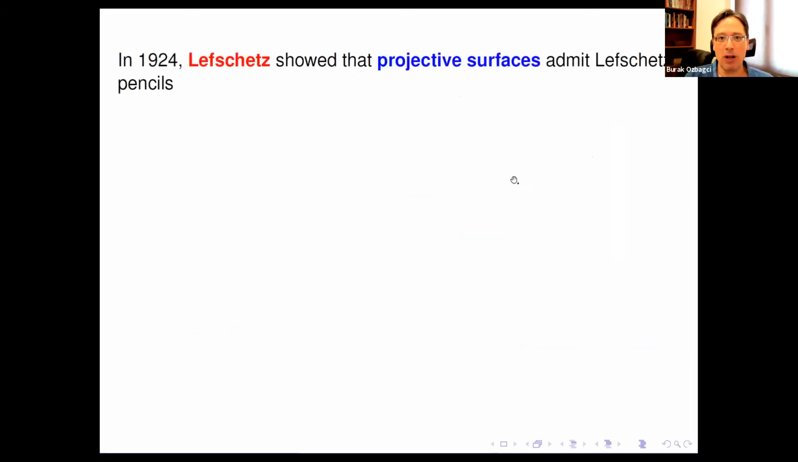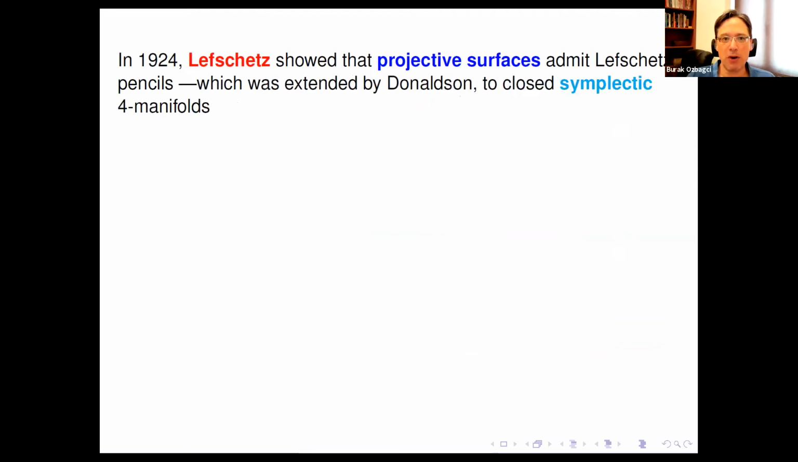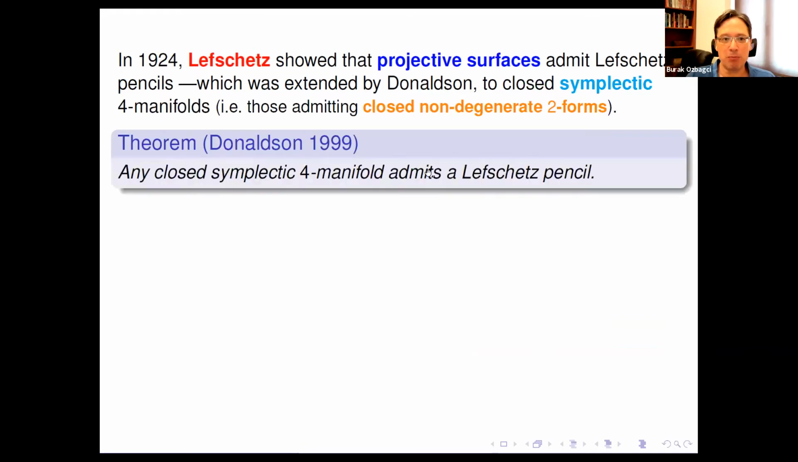All right, so all of this started with Lefschetz himself. In 1924, Lefschetz showed that projective surfaces admit Lefschetz pencils, which is the result that was extended by Donaldson to all closed symplectic four manifolds. Those are manifolds admitting closed non-degenerate two forms. So the theorem that I mentioned at the beginning of my talk is a theorem of Donaldson from 1999, which says that any closed symplectic four manifold admits a Lefschetz pencil, in very simple terms.